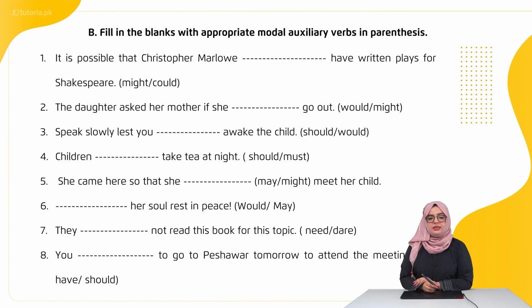Let's move on to the next exercise, and it is fill in the blanks with appropriate modal auxiliary verbs in parentheses. Parentheses में आपको कुछ auxiliaries दी गई हैं, आपने उनको blanks में use करना है. So first is, it is possible that Christopher Marlowe blank have written plays for Shakespeare. तो इसमें हम use करेंगे might.